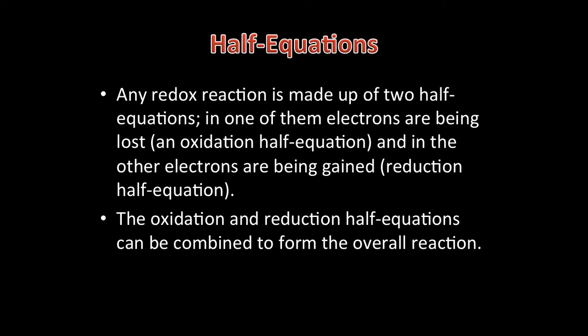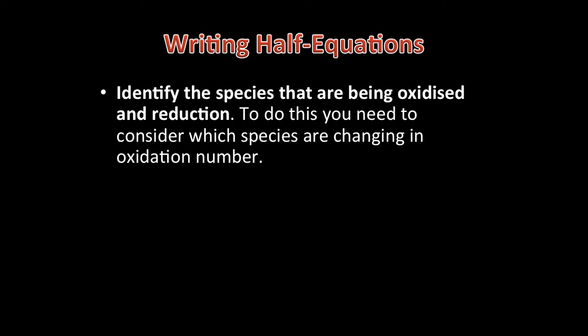You need to be able to write half equations and combine them to form an overall equation. In one half equation something gets reduced and gains electrons, and then the other something gets oxidized and loses electrons. Considering the redox reaction between zinc and copper sulfate, in order to write the two half equations, you must first identify the species that are changing oxidation state.